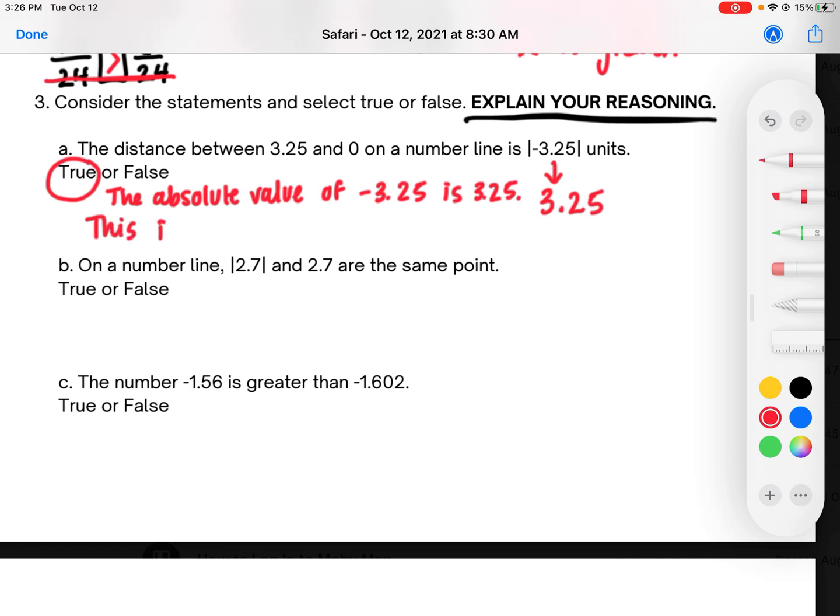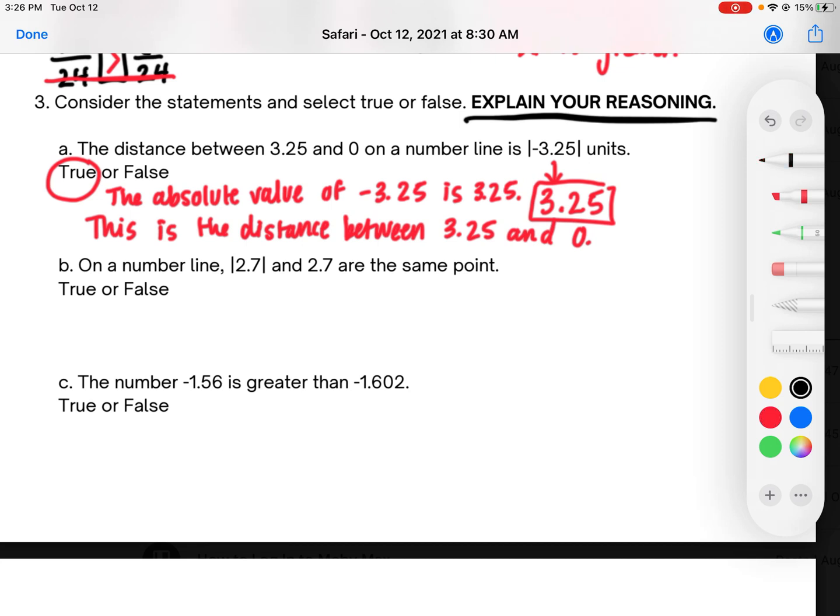This is the distance between 0 and 3.25. All right, and there's our explanation. So once again, absolute value turns into a positive value, therefore making that statement true. All right, let's try the next one.